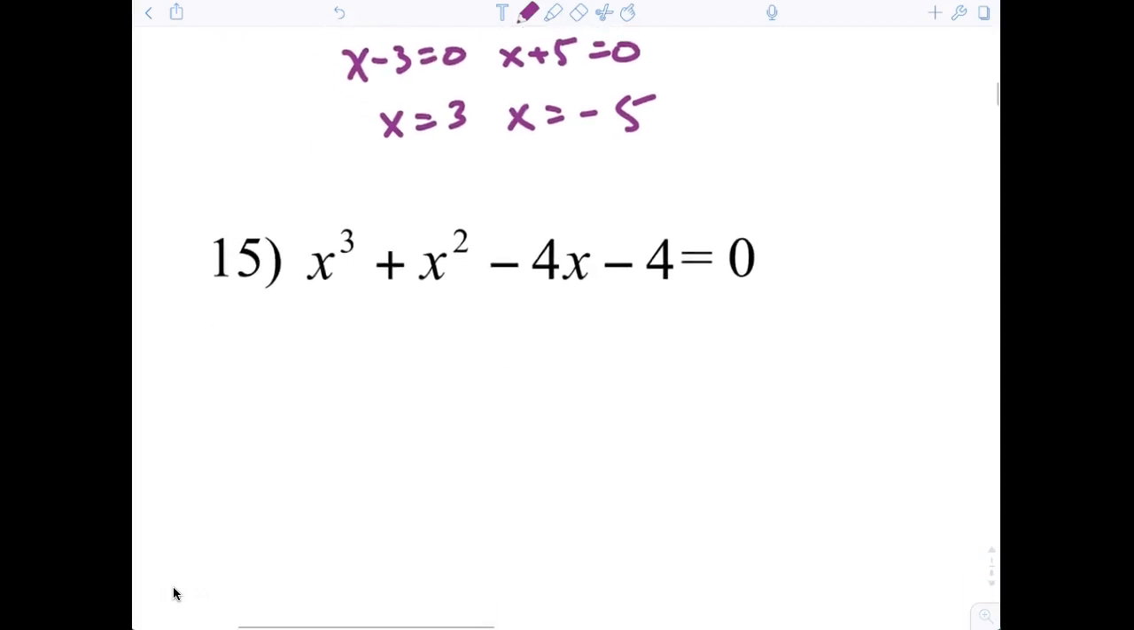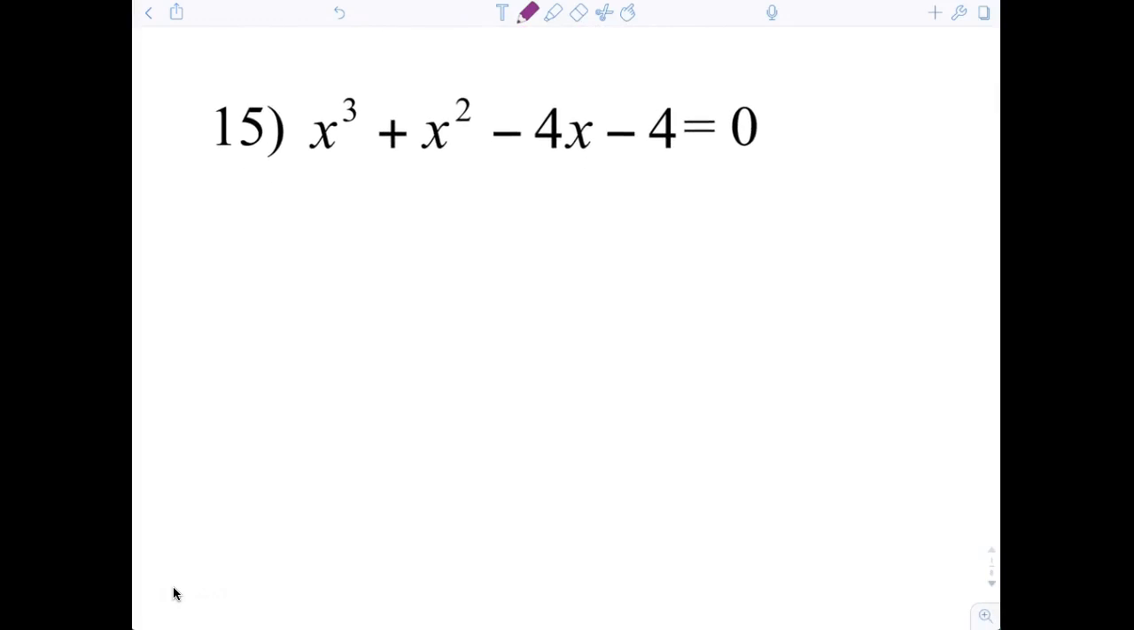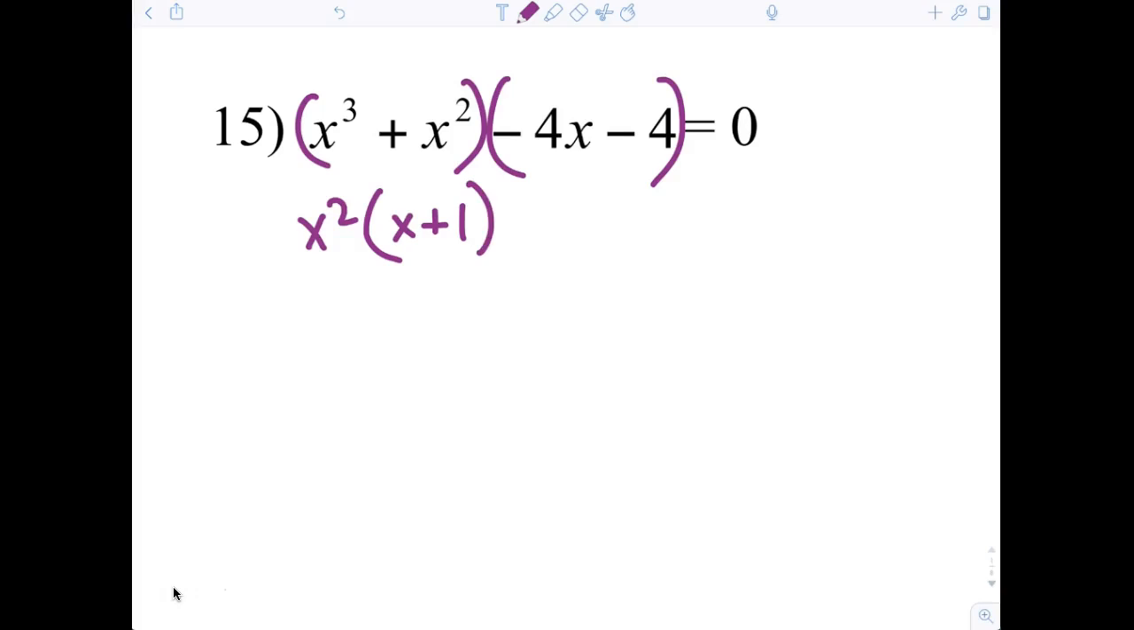All right, let's take a look. Uh-oh, 15. Factoring by what? Factoring by grouping. So here we go. Connor, do you know how to factor by grouping? Okay. Hanson, how are you on factoring by grouping? Okay, so let's let you fix this. What's common in the first set of parentheses? X squared. What's left behind? X plus 1. Now, why is it x plus 1? Because we're dividing. X squared divided by x squared is what? 1.